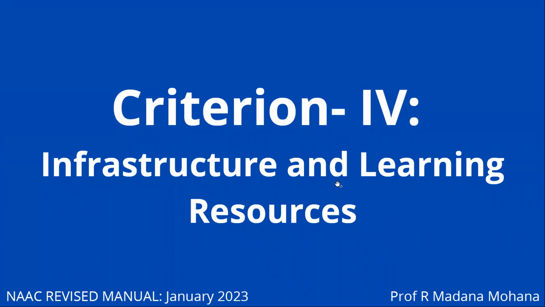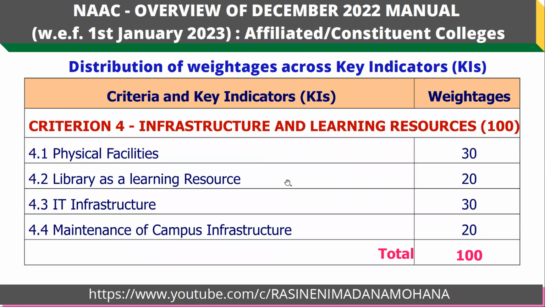Now let us move to criterion 4 in detail, infrastructure and learning resources. So criterion 4 consists of 4 key indicators. The first one, 4.1 physical facilities, carries 30 marks, then 4.2 library as a learning resource, 20 points, and 4.3 IT infrastructure, 30 is the weightage, then 4.4 maintenance of campus infrastructure, 20. The total weightage is 100.